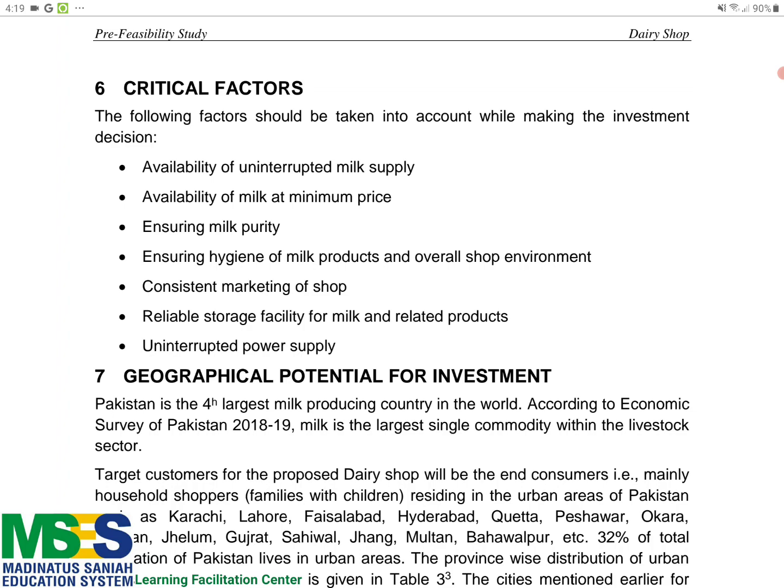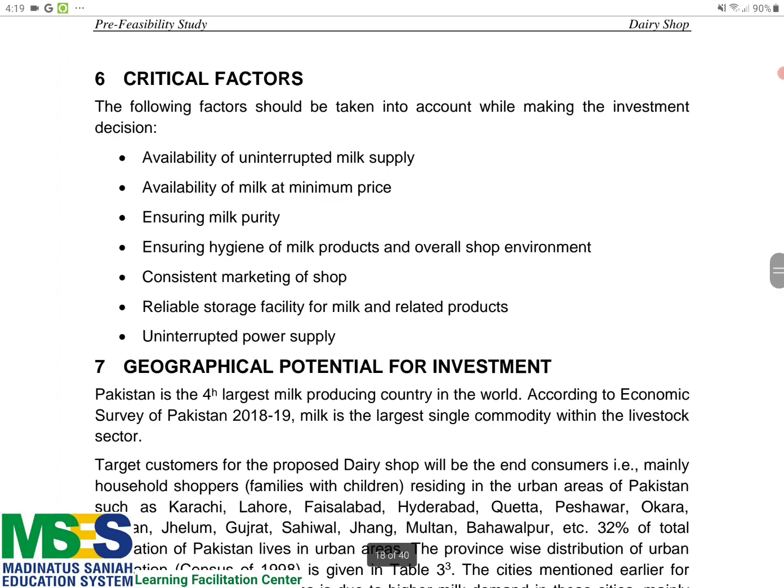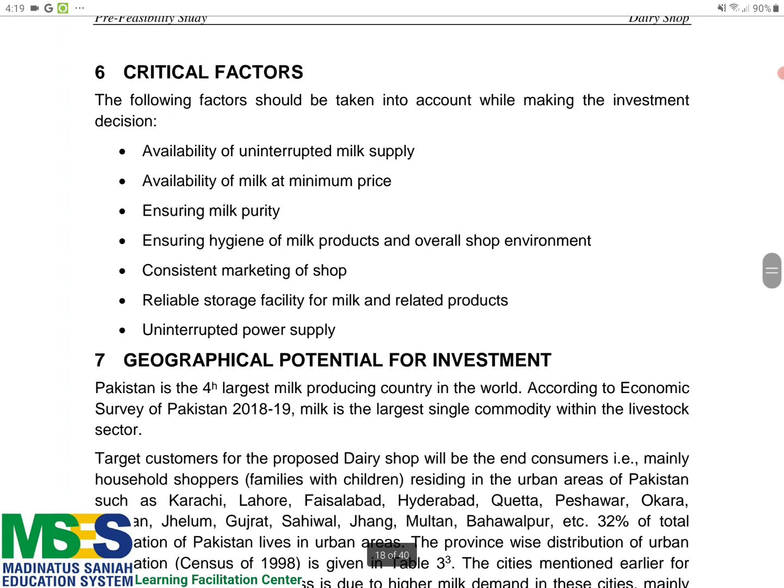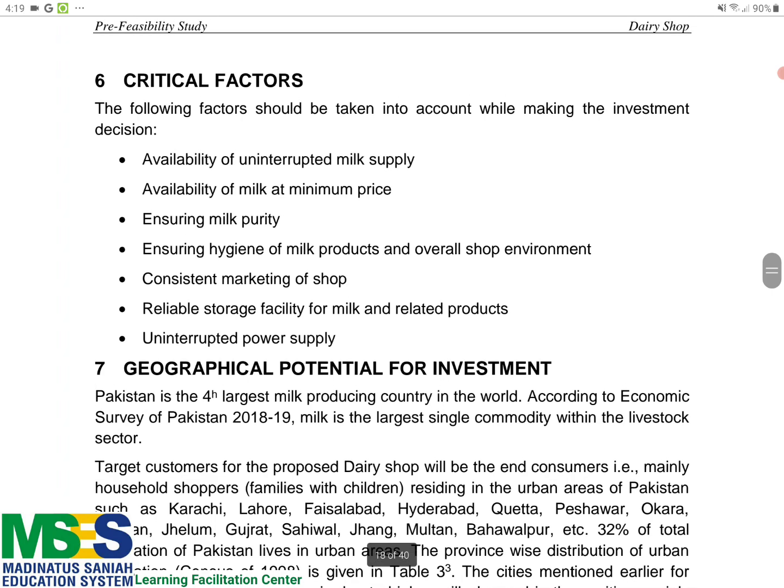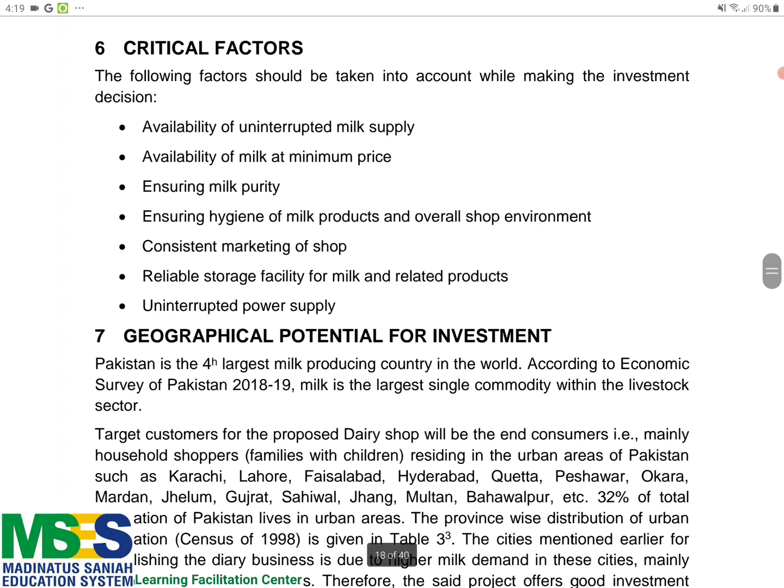Of course. Then the next critical factor is availability of milk at minimum price. So not only availability of milk is important, availability of milk at minimum price is also very important. If you are buying milk at a higher price, your customers will not buy from you.